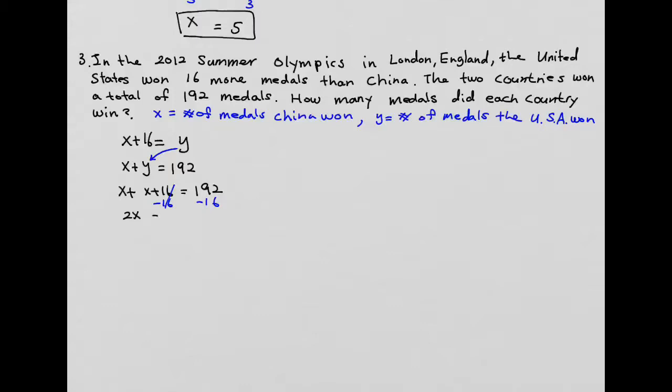So then you get 176 on the right side, 192 minus 16. And then you divide both sides by 2 to isolate x. You get x equals 88. What's 88? 88 is going to be the medal number for China, right? And we can find the number of medals for the United States by replacing here. So you will get 88 plus 16 equals variable y, which is going to be 104.